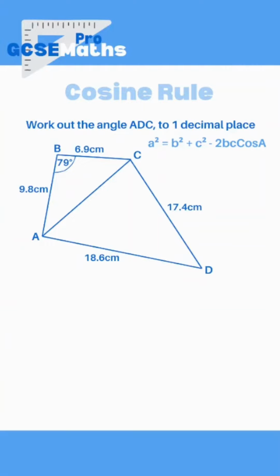Do you know how to use cosine rule to work out an advanced higher tier question? For this one, we've been asked to work out the angle ADC, which is over here. We've been given two triangles for a reason. The one that we have our angle in currently doesn't have enough information to help us, so that's why we need to look at triangle ABC first.